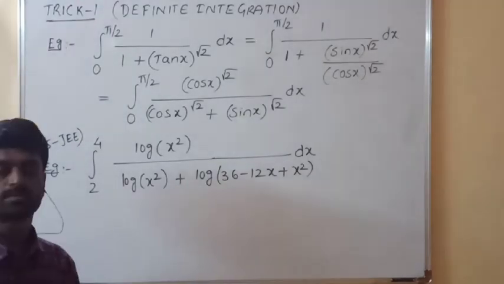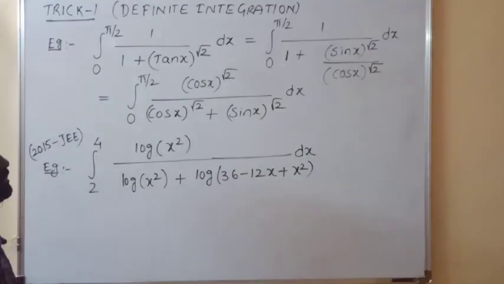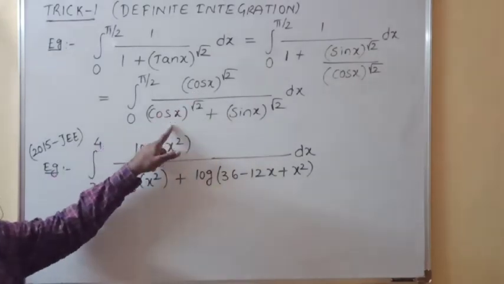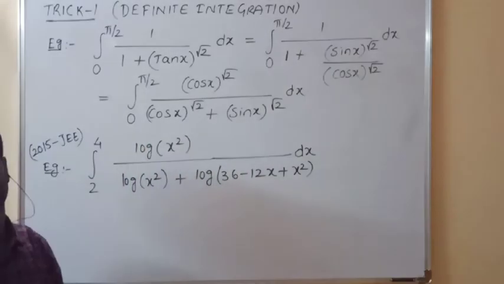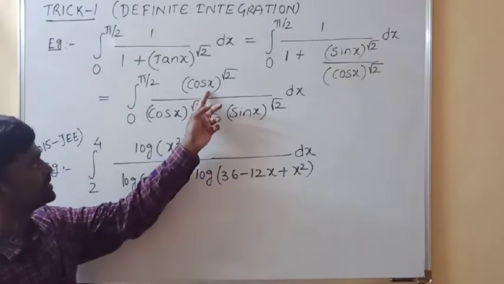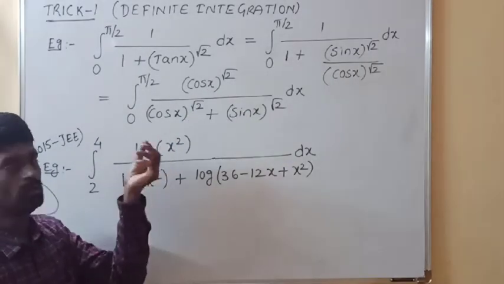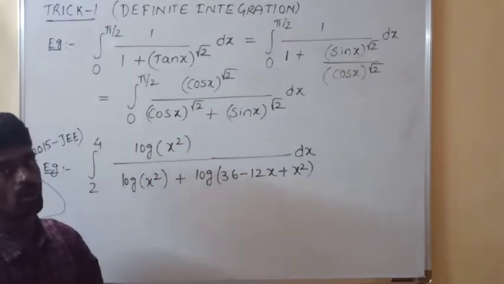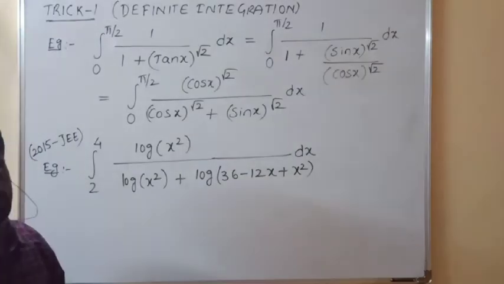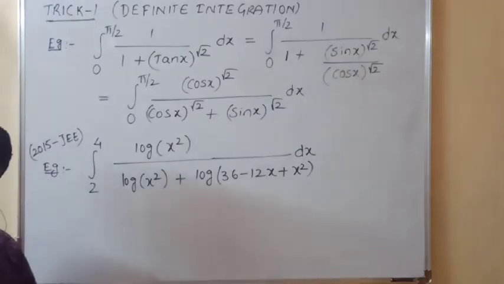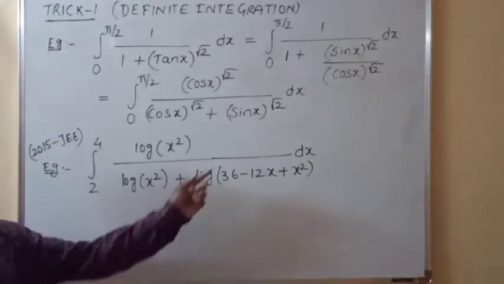Okay, after doing this, now check whether it is in that form or not. Here, if you take f of x as cos x power root 2, then we need f of a plus b minus x. What is a plus b? Pi by 2. So if you replace x by pi by 2 minus x in cos x power root 2, you get cos of pi by 2 minus x whole power root 2. Cos of pi by 2 minus x is sin x, so you get sin x power root 2.